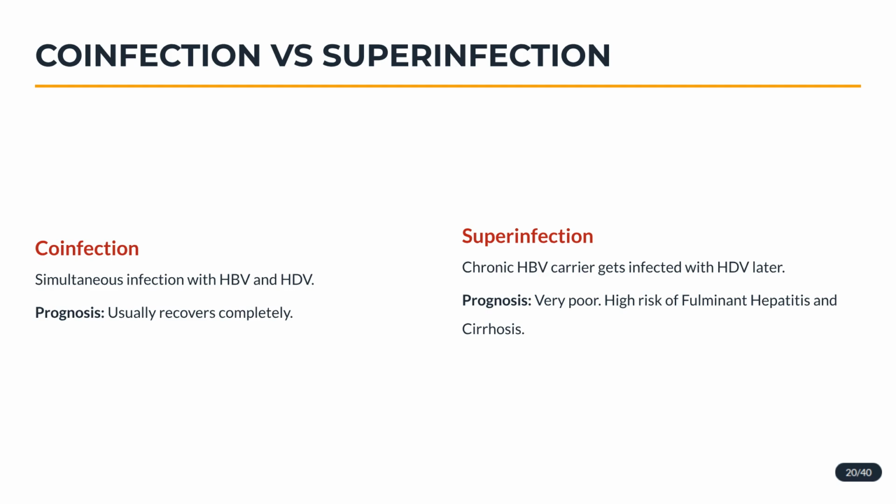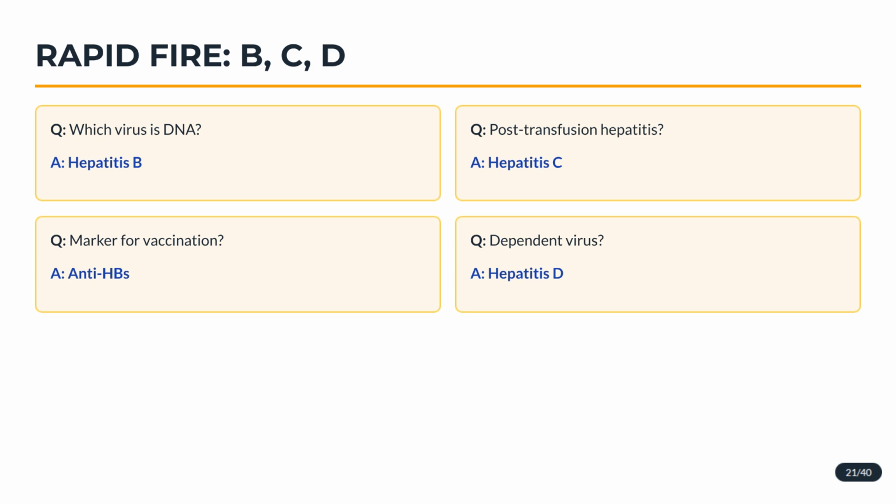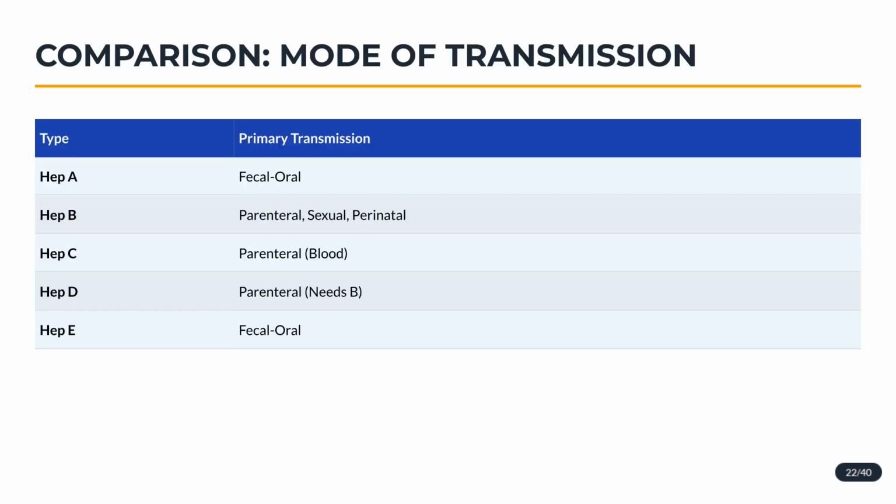Hepatitis C is known as post-transfusion hepatitis. Anti-HBs indicates immunity from vaccination, and hepatitis D is the dependent virus. This chart compares the primary modes of transmission for all 5 types of viral hepatitis. This slide compares the typical incubation periods for hepatitis A, B, C, D, and E.